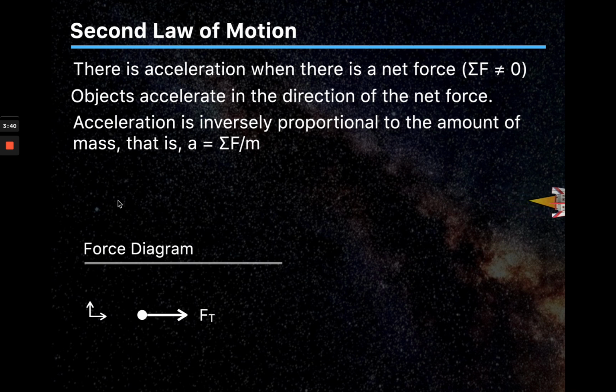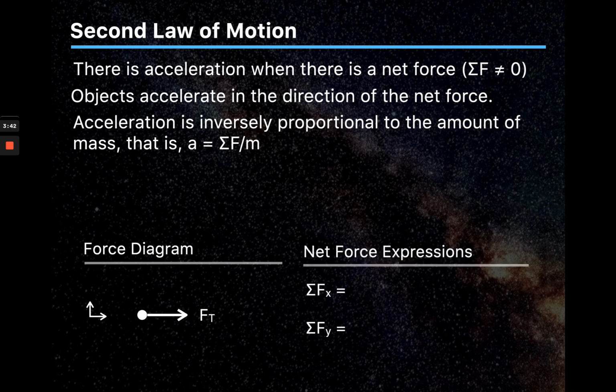Now let's write the new equations. Now in the y direction, you have no force, right? The rocket's not doing anything in the y direction. It's simply going left to right. But in the x direction, you have one force, and one force only, thrust. Now here's the difference from the first law.